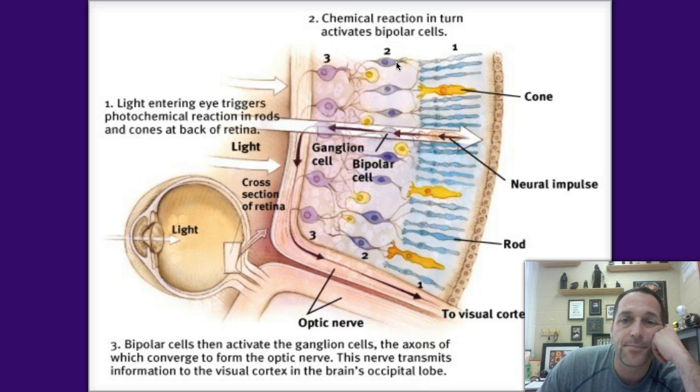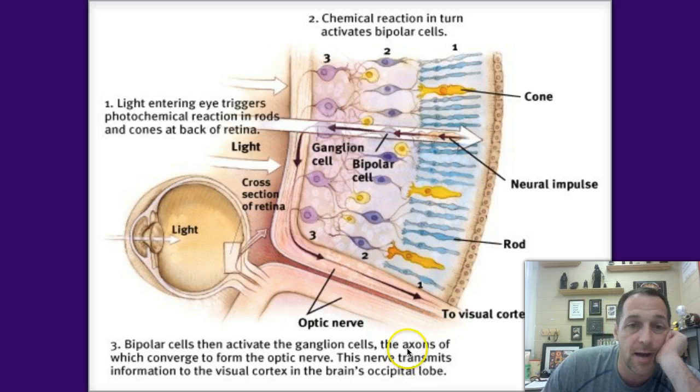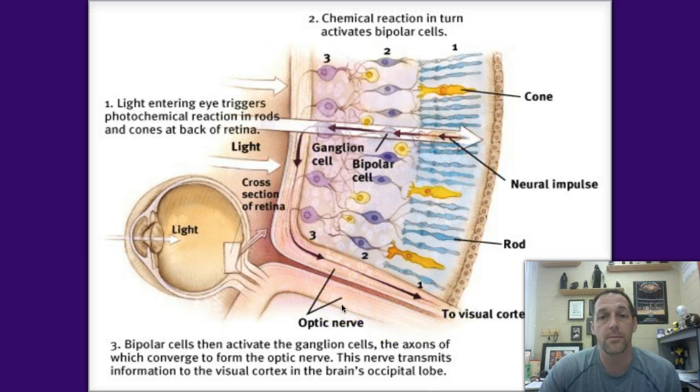But for our purposes, we don't need to know that, okay? And then 3, the bipolar cells then activate the ganglion cells, the axons of which converge to form the optic nerve. This nerve transmits information to the visual cortex in the brain's occipital lobe. So now we're getting back to, why did we learn all those parts of the brain in Chapter 2? Well, now you're seeing how it connects to why that's the part of the brain that has to do with vision, okay? So you can see all of these right here start forming their little strands that form bigger and bigger strands. It's like a rope, and when it gets thick enough, it turns into the optic nerve. Pretty cool stuff, okay?